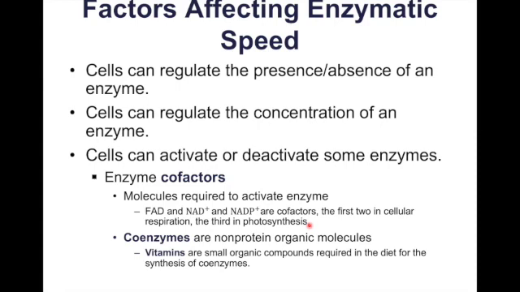One of the ways you can do this is with cofactors. These are molecules that are required to activate the enzyme. Some of the ones that we'll be talking about later on in the year are FAD, NAD+, and NADP+. These are used in cellular respiration, and this one's in photosynthesis. Coenzymes are other parts of the enzyme process that can also be involved in that active site complex to help the substrate bind. Vitamins are examples of coenzymes.